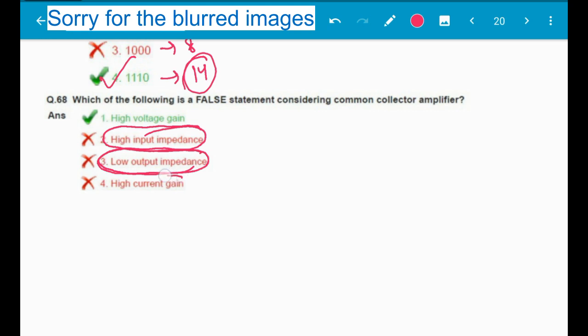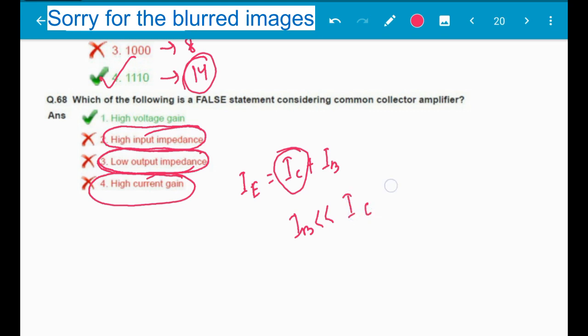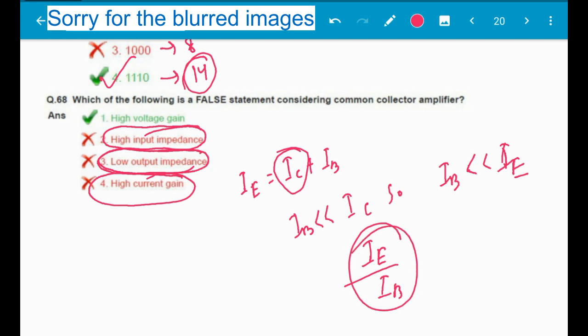And high current gain, why is this high current gain? Generally IE is equal to IC plus IB. Here IC is common, so IB is much smaller than IC, and so IB is much smaller than IE also, and here the current gain will be IE by IB. So this value is high.